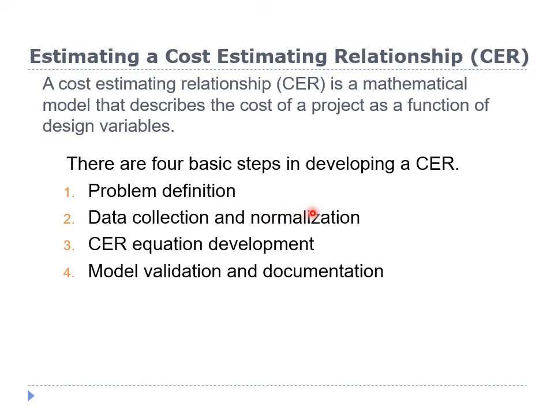Second, data collection and normalization is the most critical step in the development of a CER. The work breakdown structure is also useful in the data collection phase by organizing the data and ensuring that no elements are overlooked. Data can be obtained from both internal and external sources. Costs of similar projects in the past are one source of data. Published cost information is another source of data. Once collected, data must be normalized to account for differences due to inflation, geographical locations, labor rates, and so on.